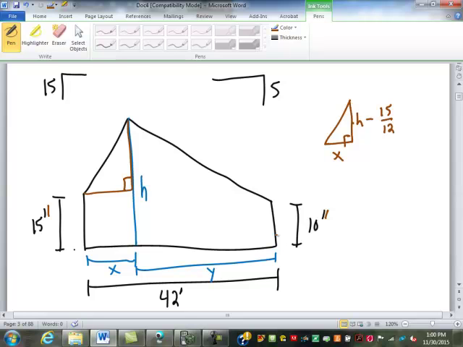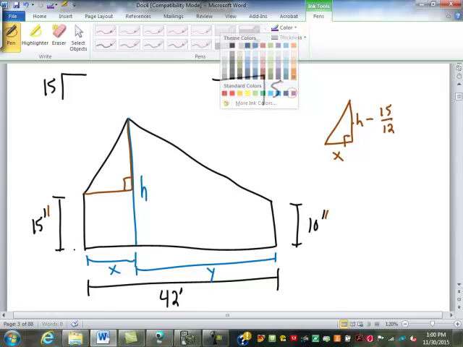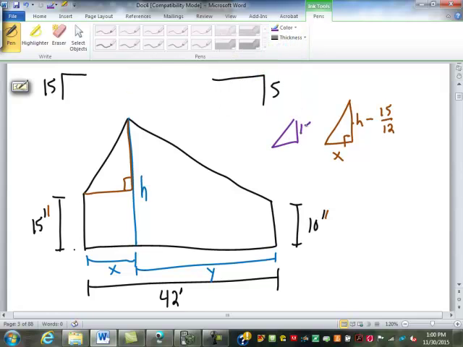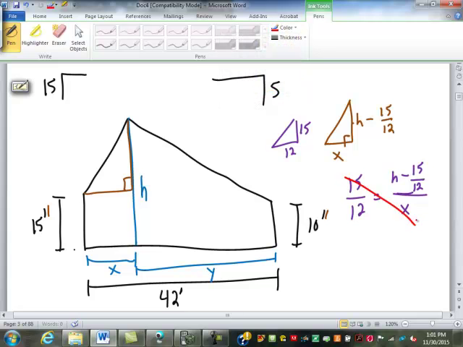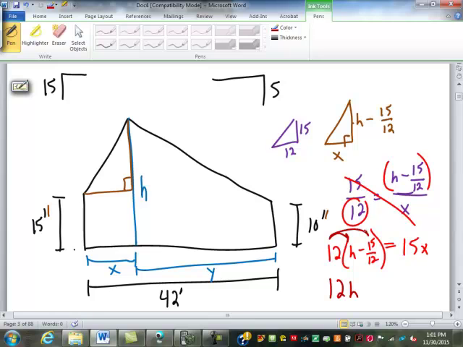So that's 15/12 to make that inches. And that is going to relate to a 15-12 slope. So 15 over 12 equals h minus 15 twelfths over x. So I've got 15 times x is 15x. 12 times h minus 15 twelfths. I'm going to write it like that, and then yes, you are correct. 12 times h is 12h. 12 times negative 15 twelfths is just a negative 15.